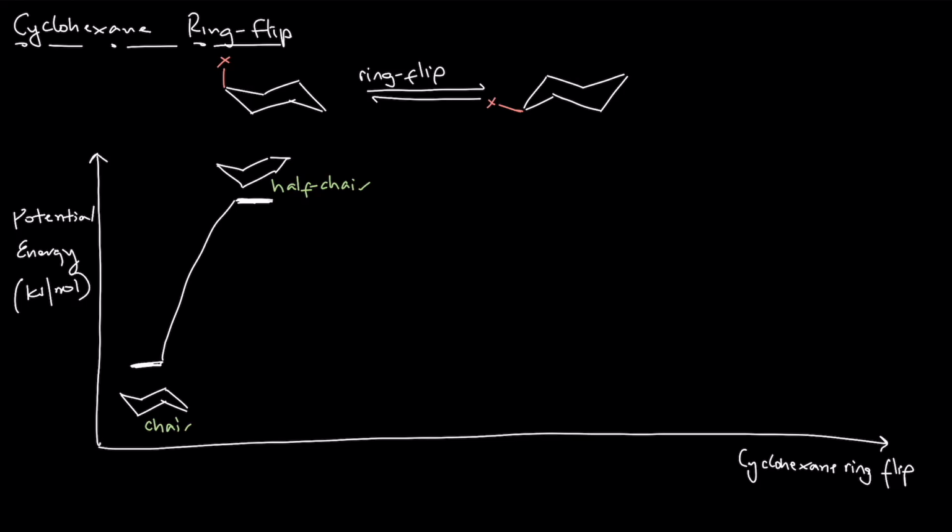You're going to go through what we call a half chair, where it kind of looks like a lawn chair in some ways. And then there's a conformer that you're going to actually go through, and this is a little bit harder to see when you're twisting your molecular model kit, but it goes through what we call a twist boat. So it almost looks like a boat that one side of the boat has been twisted upwards.